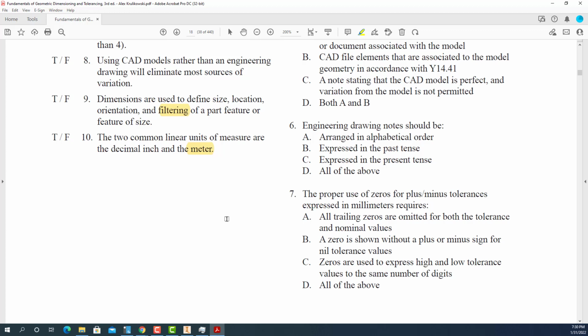A is good. B is good. And C is. Yeah. So just remember this. We got this. We don't have trailing zeros over here. We always have leading zeros here.